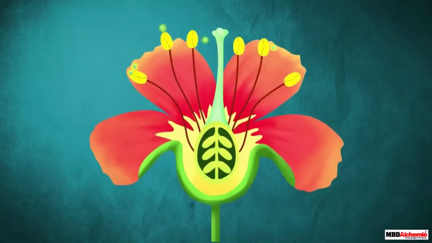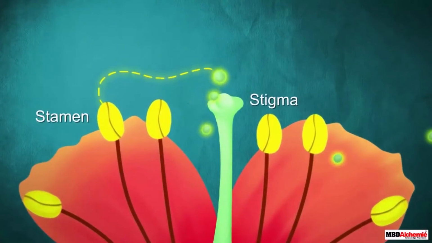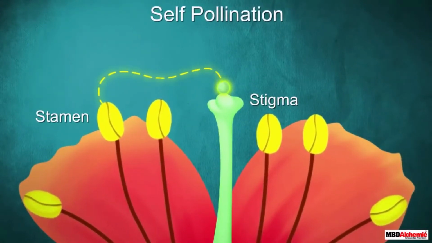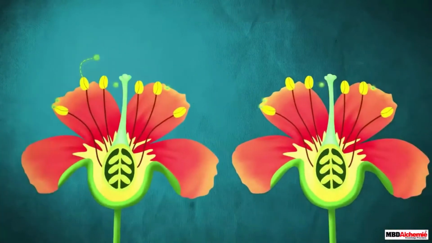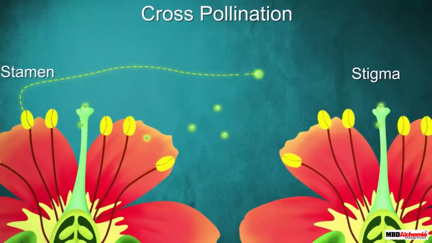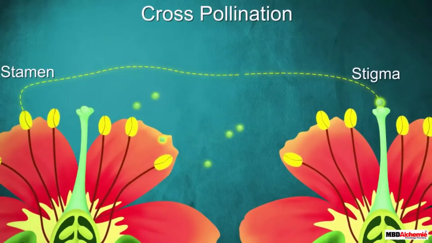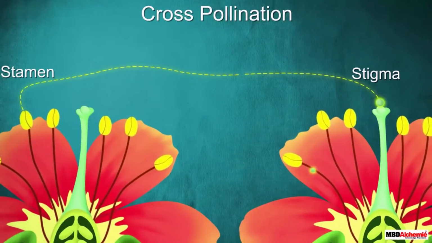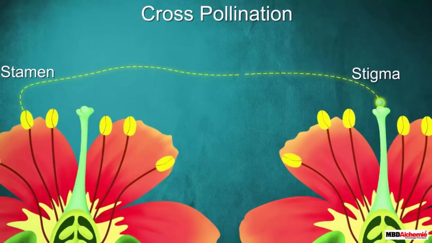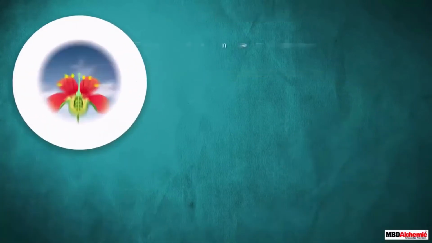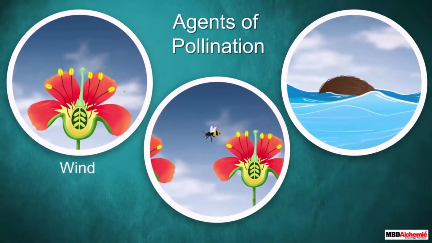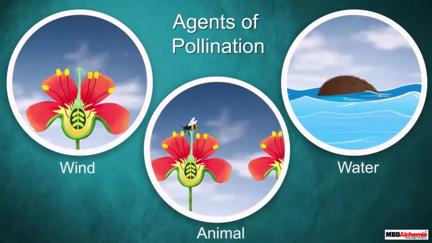If the pollen grain of a flower lands on the stigma of the same flower, it is called self-pollination. But if the pollen grain of a flower lands on the stigma of another flower of the same or another plant of the same type, it is called cross-pollination. Pollination occurs with the help of different agents like wind, water, and animals.